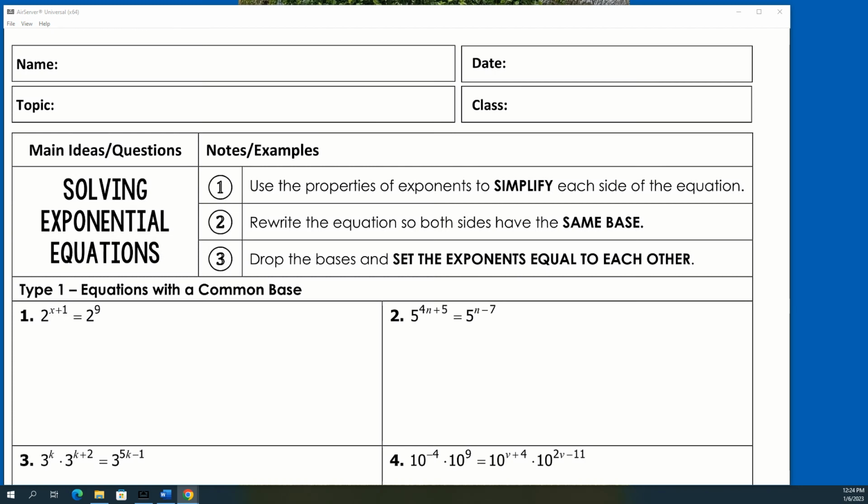Right, so this is topic 7.2, and we're going to be solving exponential equations. And we are going to spend 2 days on this, so I'm just going to go ahead and put both days as the date. All right, so I'm going to hold off on going through the steps because the first few that we're going to do, you don't have to do 2 of the steps.